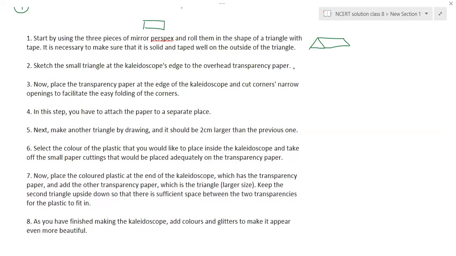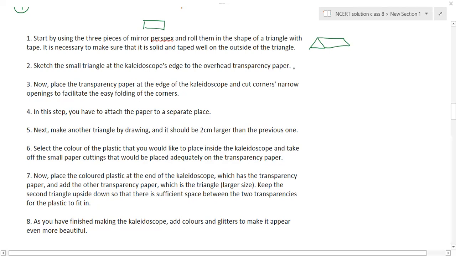Sketch a small triangle at the kaleidoscope's edge on the overhead transparency paper. So you put a transparent paper at the edge of the kaleidoscope, and you cut the corners so that it is easy for us to establish it. You have to attach the paper to a separate place. Now you will attach it, put a transparent paper, and draw another triangle which is 2 centimeter larger than the previous one.